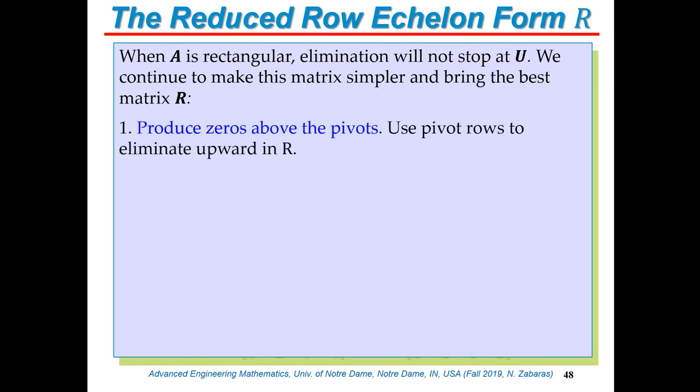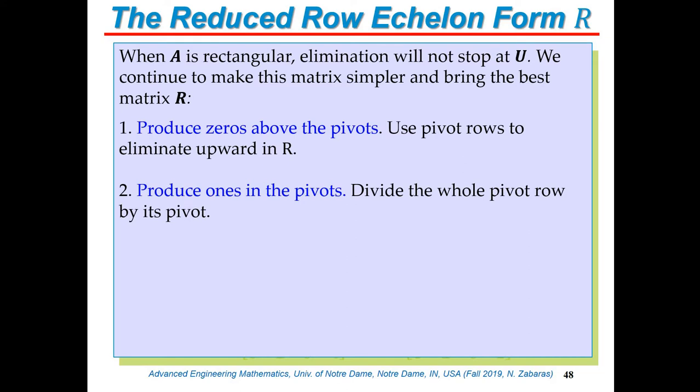So here is what we're going to do. We produce this matrix A. From A, we produce this matrix U, right? And we use U up to now to identify the special solutions. So what we're going to do now is take U and transform it to an even simpler matrix that we will call R. We're going to put zeros above the pivots. So once we have identified the pivots, we're going to try to get rid, with row operations again, of the elements above the pivots. And then we're going to put one in the pivots.